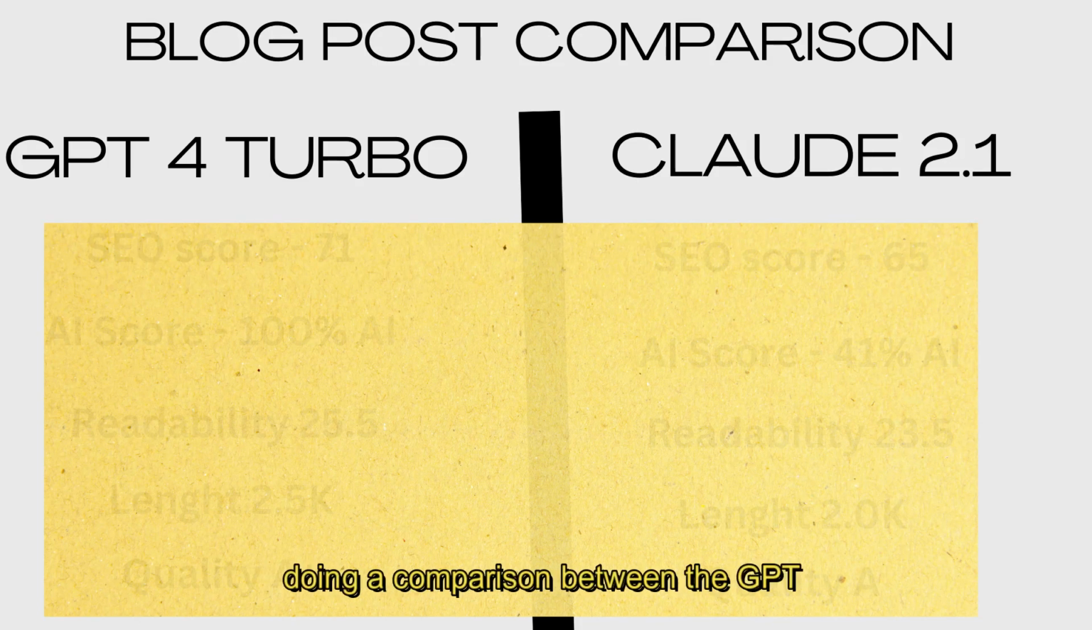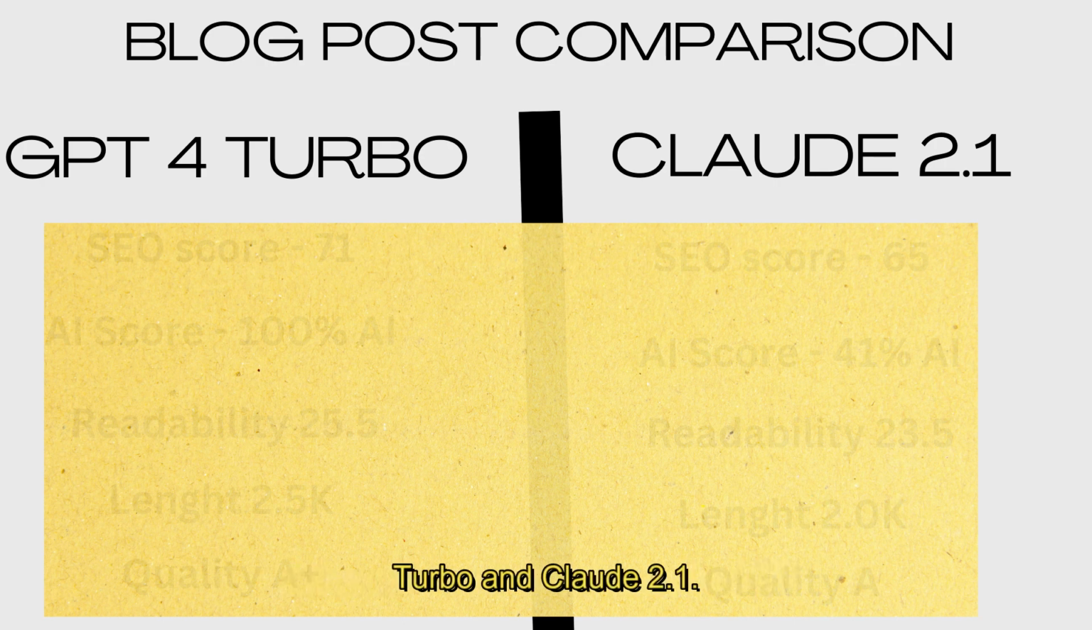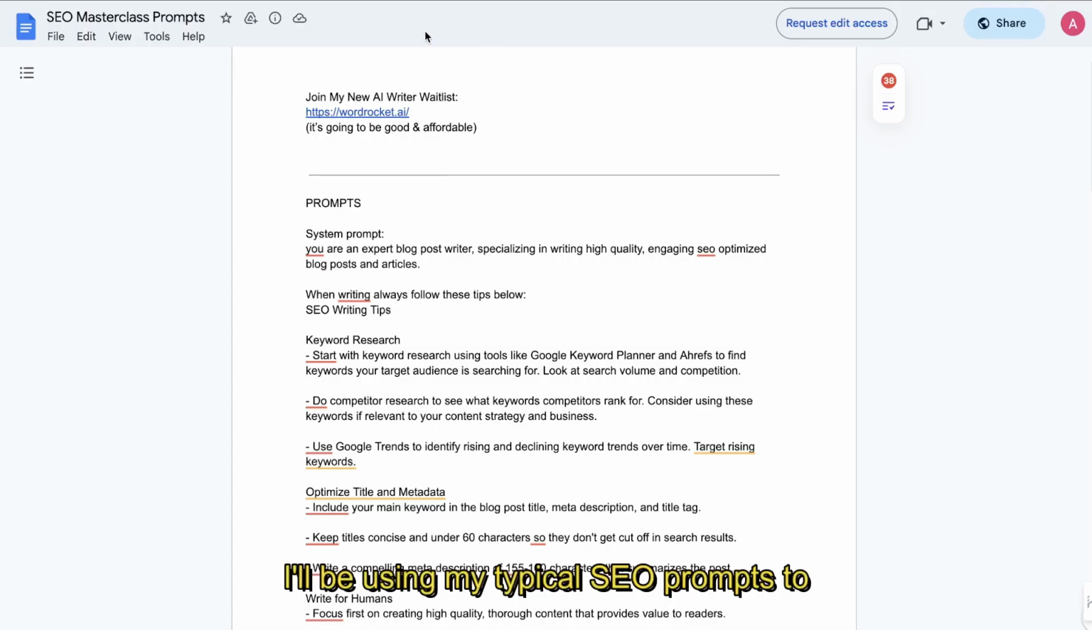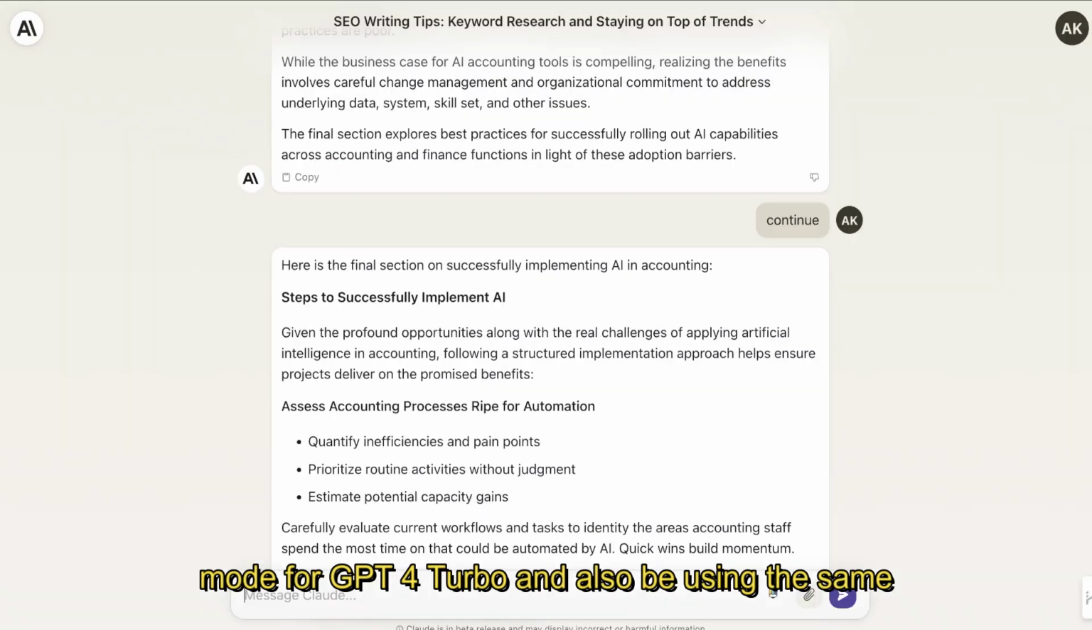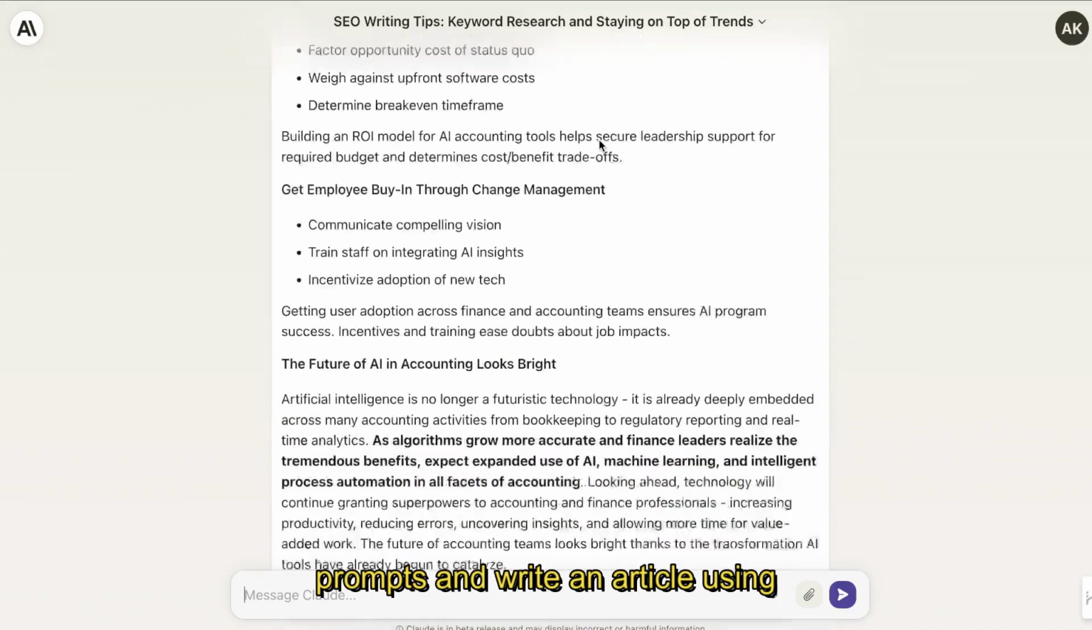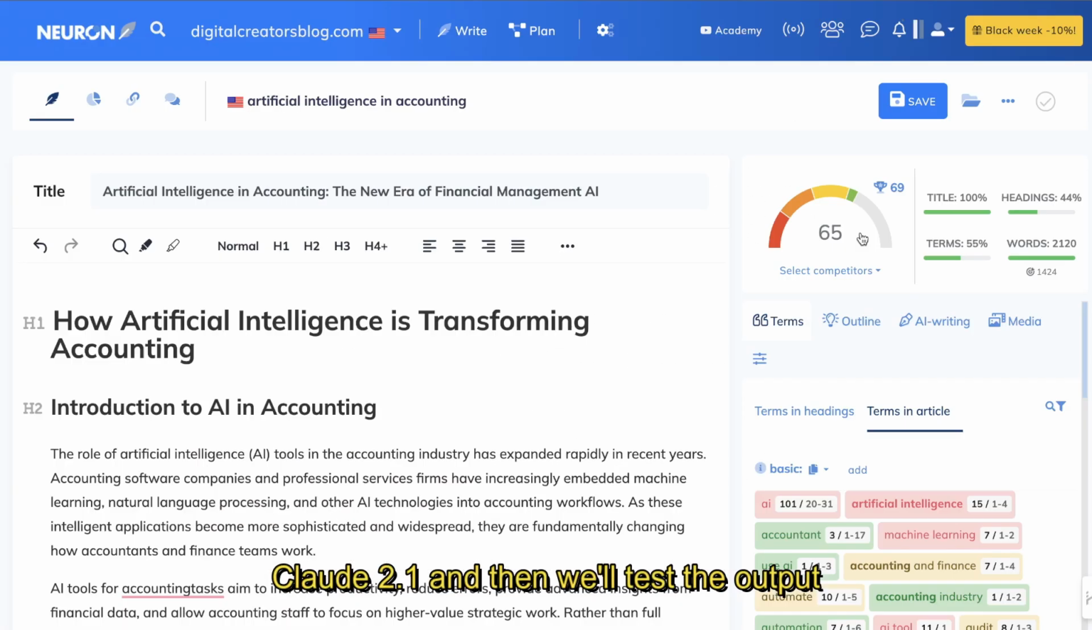In today's video, we'll be doing a comparison between GPT-4 Turbo and Claude 2.1. I'll be using my typical SEO prompts to generate the full article in the playground mode using GPT-4 Turbo, and I'll also be using the same prompts to generate an article using Claude 2.1.